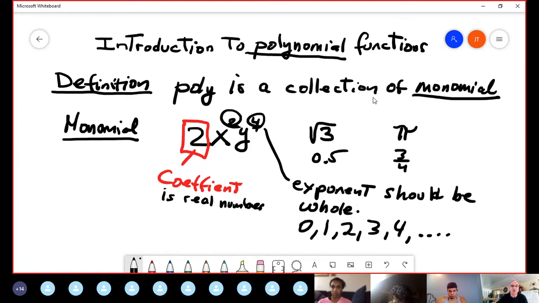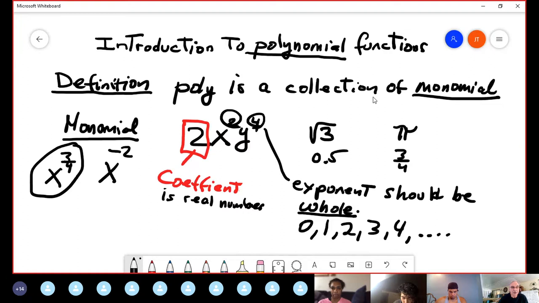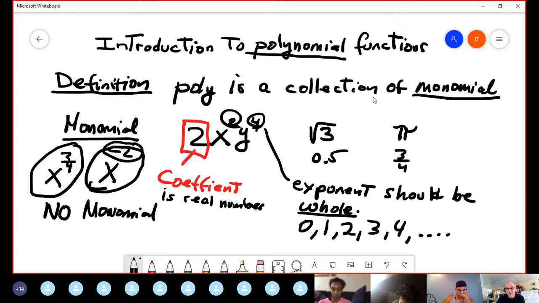For example, to understand this, x to the 3 over 4. 3 over 4 is the exponent of x, but 3 over 4 is not a whole number. Therefore, this is not a monomial. Another example: x to the minus 2. The exponent is negative 2. Negative 2 is not a whole number. This expression also is not a monomial. This is clear. This is super straightforward, right?